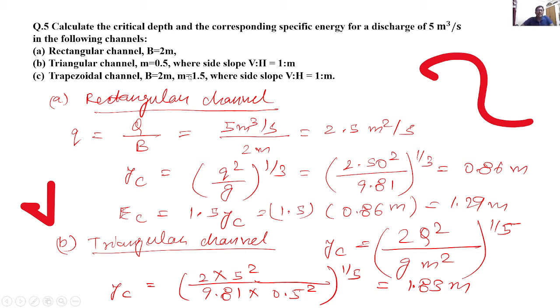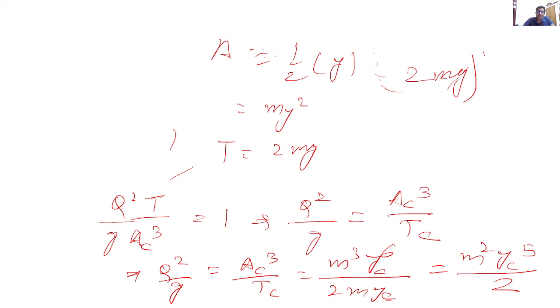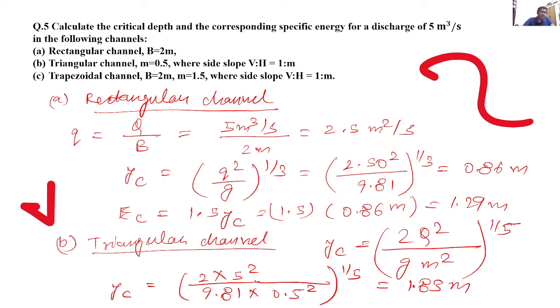So the trapezoidal channel happens to be just similar to the triangular channel. You will also be finding the area and the width of the trapezoidal channel. That is what we will find first, and then we will go to this generalized expression of Q squared T by g A cubed equal to 1, and from there we would be finding the expressions for the critical depth as well as the corresponding specific energy of the discharge. So this is one question which I wanted to discuss.